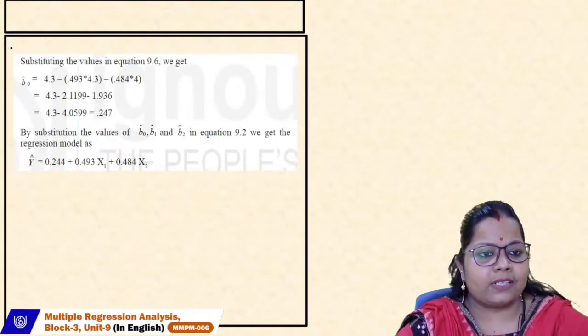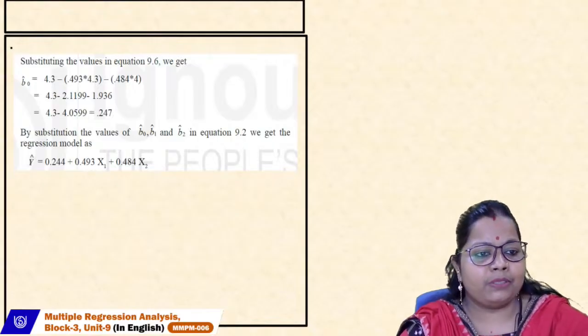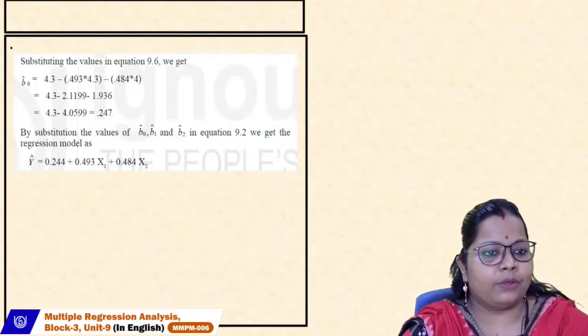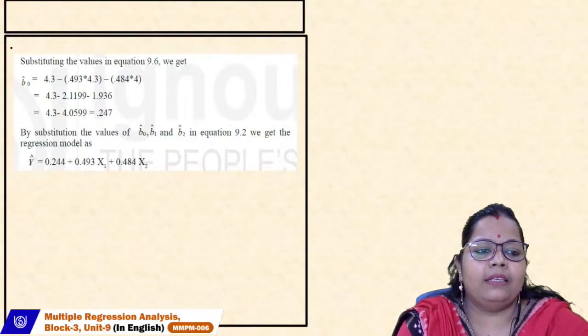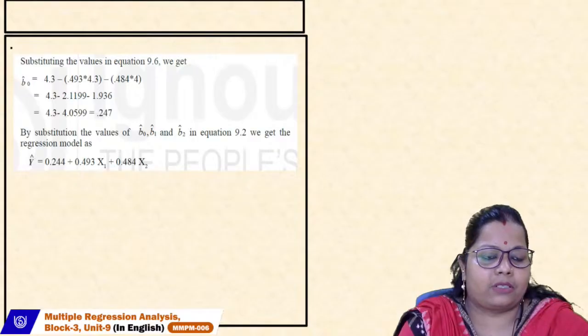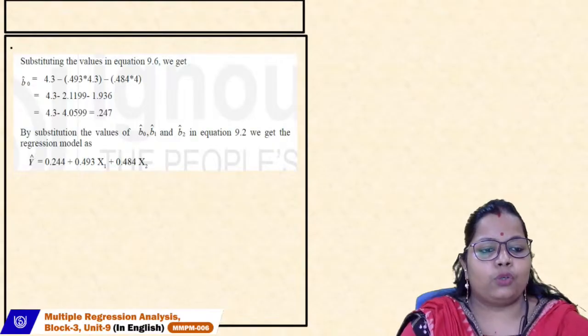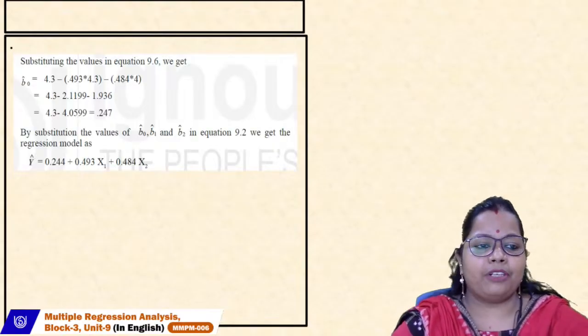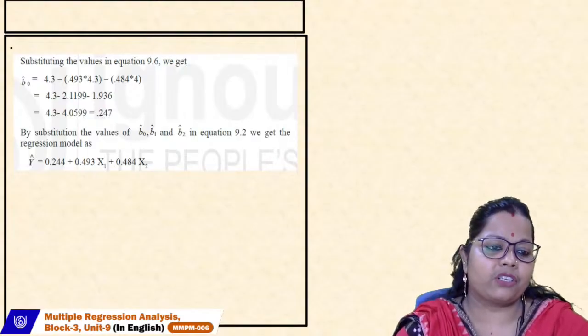So what is next? Now after finding beta 1 and beta 2, as per the scenario, these values will be substituted in the beta 0 hat formula. After putting these values in the beta 0 hat formula, I got 0.247. So now what was the sequence? After getting this value, I will move to my multiple regression model.